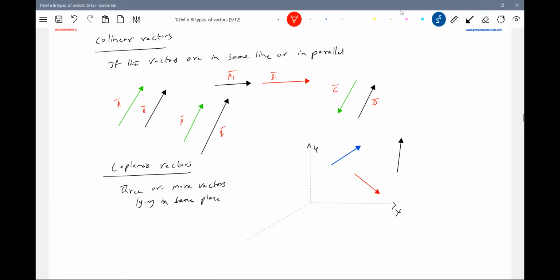Look at the vectors A bar, B bar, and C bar. A bar, B bar, and C bar lie in the XY plane. So A bar, B bar, and C bar are coplanar. They lie in one plane. You can put it in any plane. It doesn't matter.